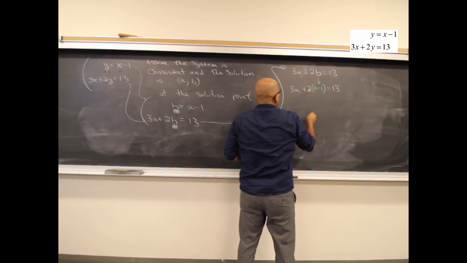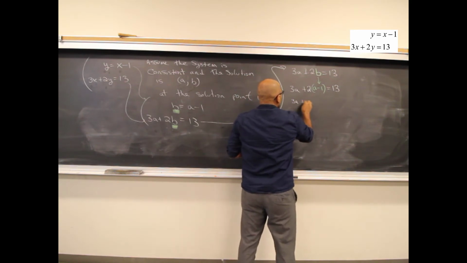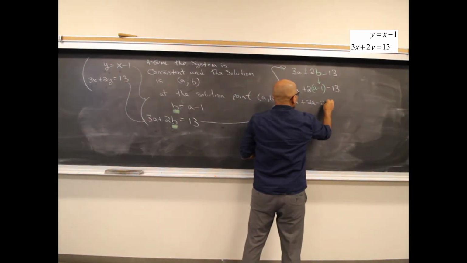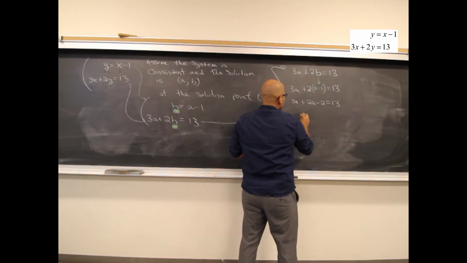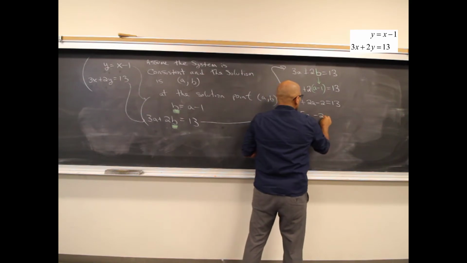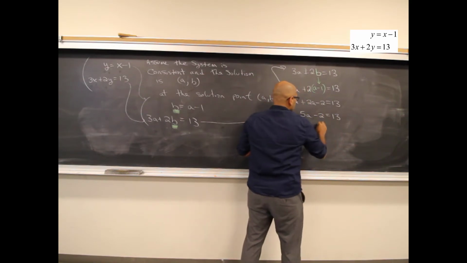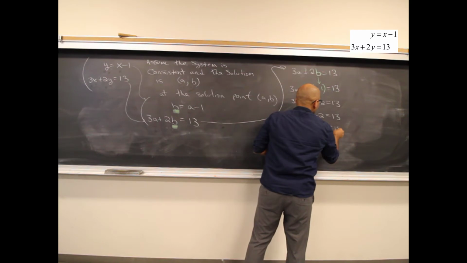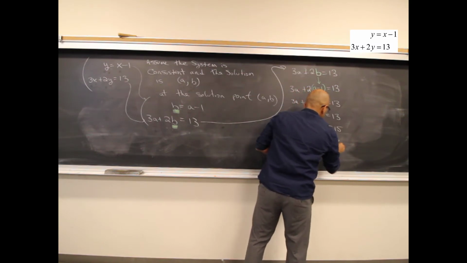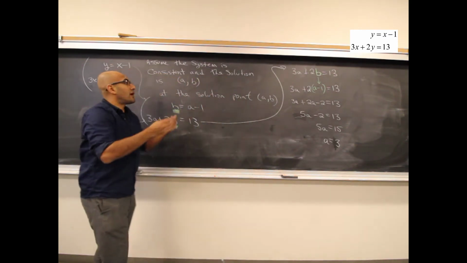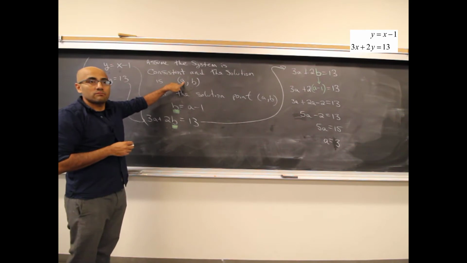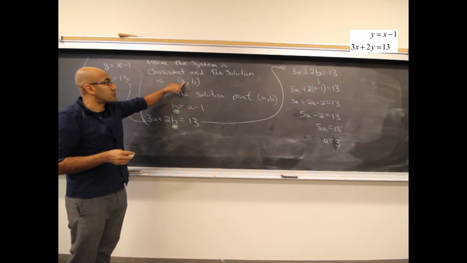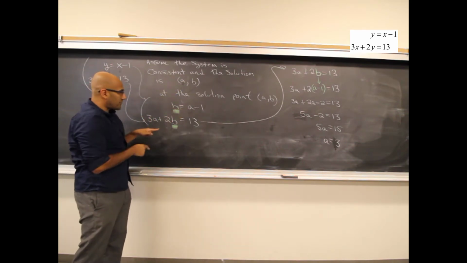We distribute, combine like terms, and we end up with 3A plus 2A minus 2 equals 13. Then that means that 5A minus 2 equals 13, which means that 5A equals 15, which means that A equals 3. So now we have half our answer. I know this has to be a 3. It can't be a 5, it can't be a 7, it's a 3. And it's a 3 there, and it's a 3 over here as well.